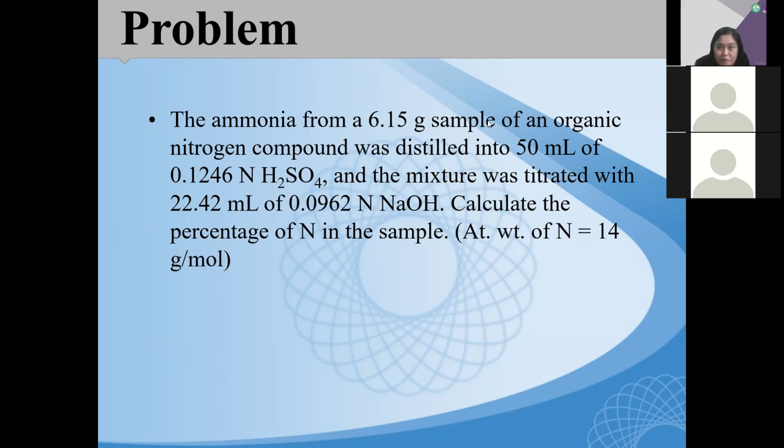Okay, the same formula, ha. So we have percent purity is equal to N times V of the first titrant minus N times V of the second titrant, times the milliequivalent weight, divided by the weight of the sample, times 100. So our first titrant is of course the acid.